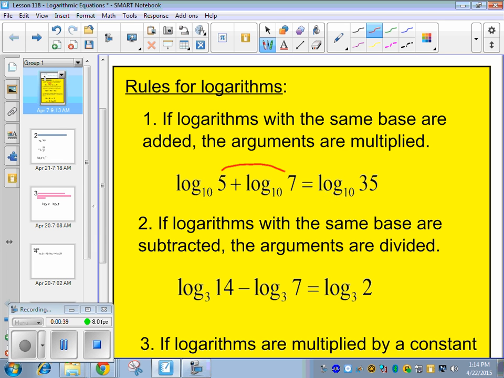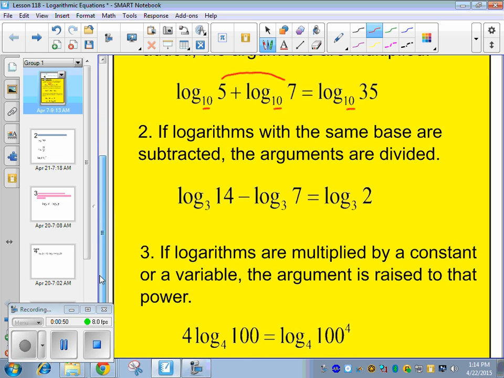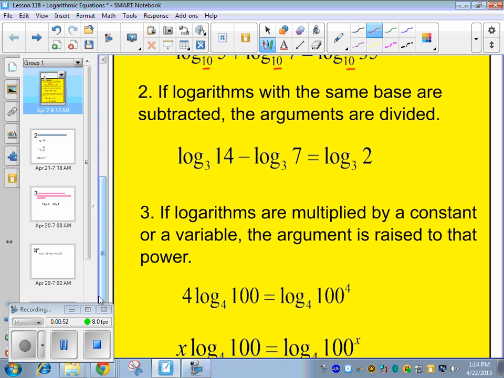Now you do have to have the same base all the way through in order to be able to condense the log and make it log base 10 of 35. So that's if you're adding, you're going to multiply. Now we have if logarithms with the same base are subtracted, then the arguments are divided. So again, we have log base 3, log base 3, log base 3. When we condense this into 1, we're going to divide 14 by 7, and we get log base 3 of 2.